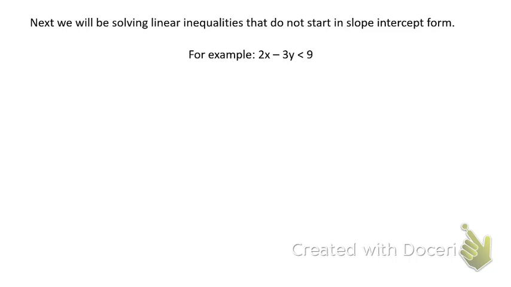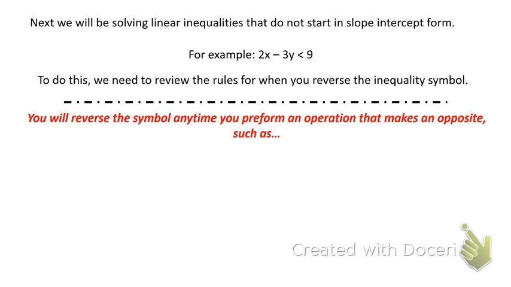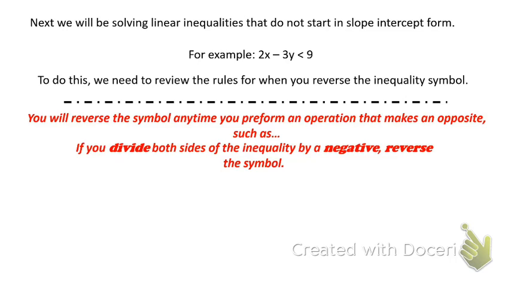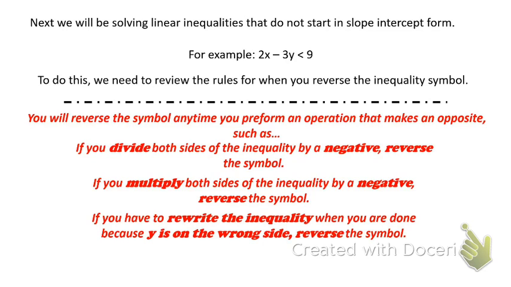Now remember, when we solved inequalities, we had some times when we had to flip the symbols. Let's review the rules for when we do it with linear inequalities. We're going to need to reverse the symbol anytime we perform an operation that makes the opposite, such as if we divide both sides by a negative. If we divide both sides by a negative, we reverse the symbol. Or if we multiply both sides of the inequality by a negative, we reverse the symbol. And the third rule is if we have to rewrite it because y was on the wrong side. If we have to rewrite it to get y on the left-hand side, we reverse the symbol.